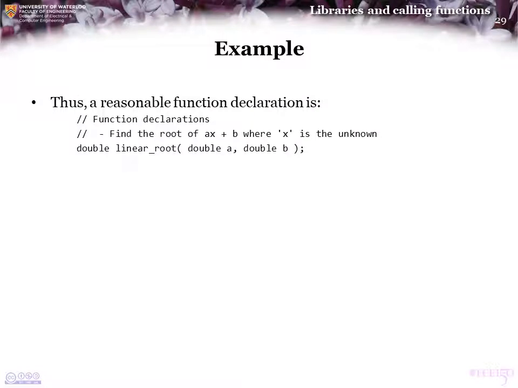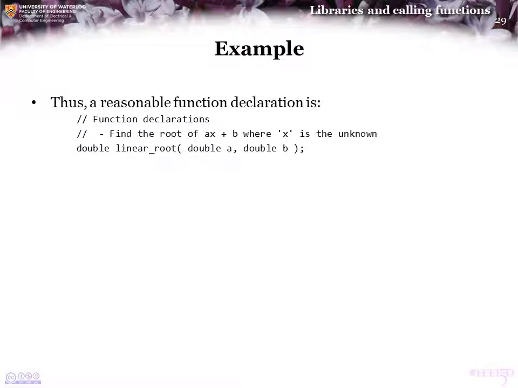Thus, a reasonable function declaration is as follows. We will name this function linear root. That tells us what the function does. It finds a linear root. The two parameters are a and b, and both of them are floating point numbers. It will return a double, as that will be the value of that root.